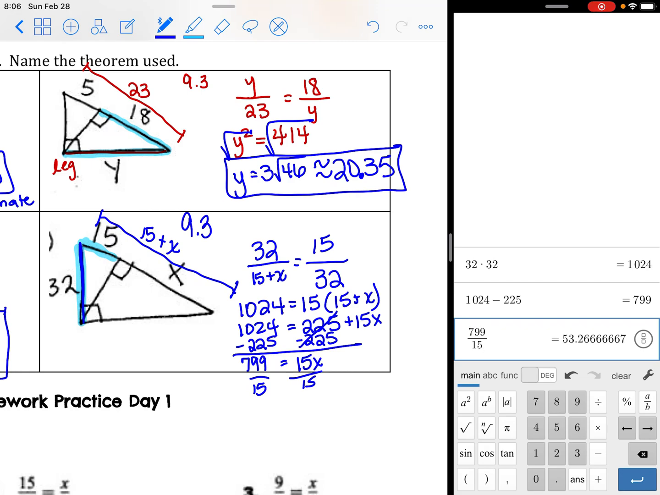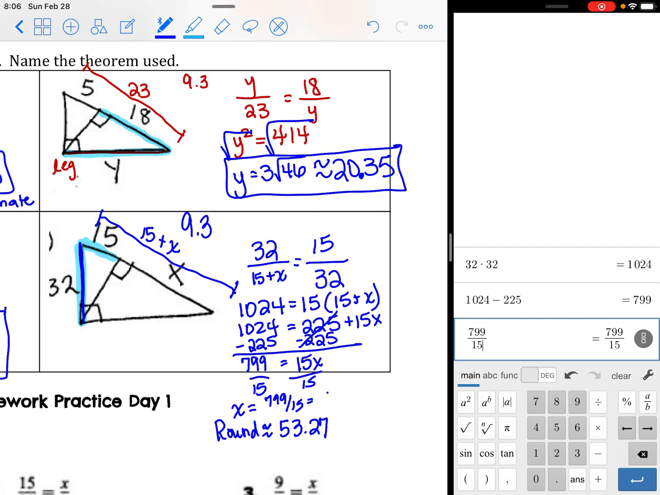Not a nice decimal. If it tells me to round, I'll do that. And let's say it says to the nearest hundredth again. So that would be 53.2, and that 6 is going to round up to a 7. Or I can use this fraction version, which doesn't reduce. So 799 over 15. Or I can use this mixed number version to help me out.